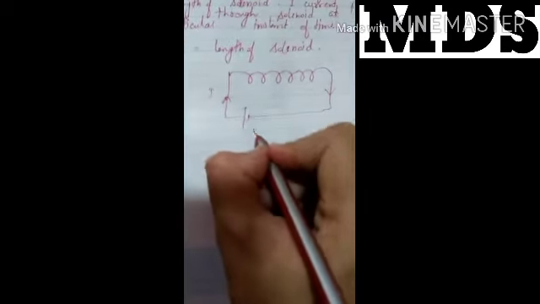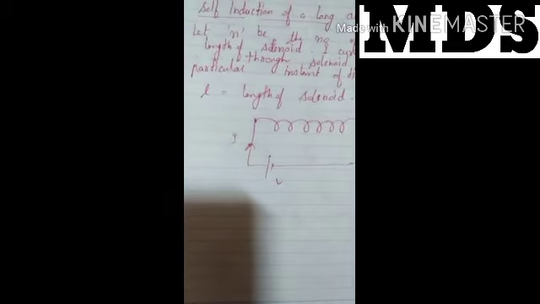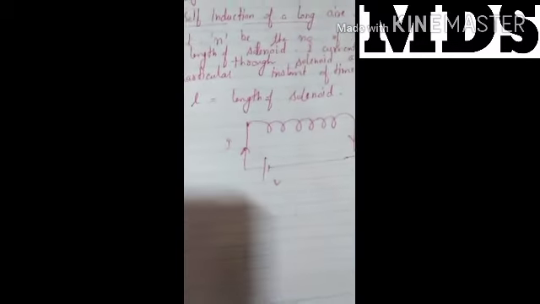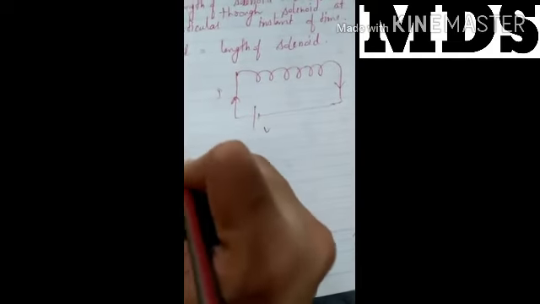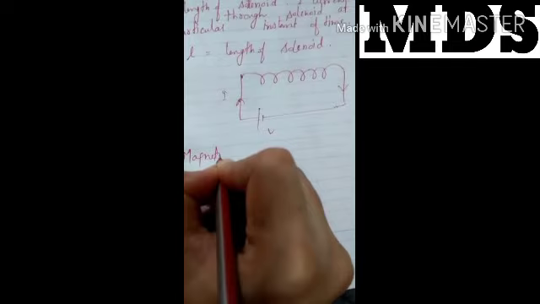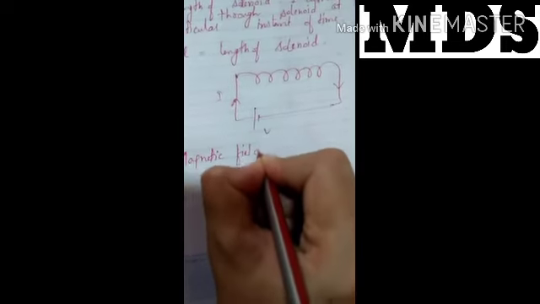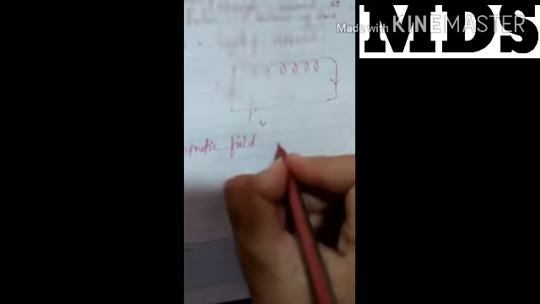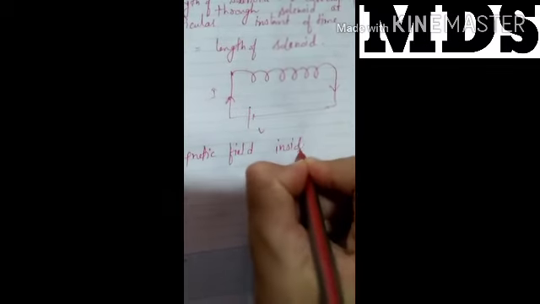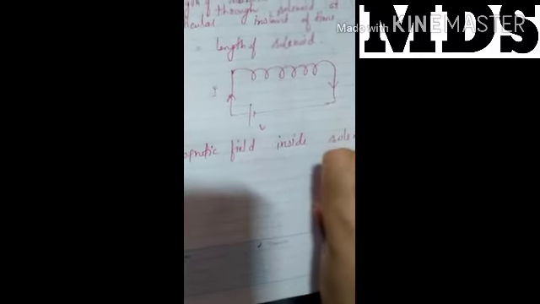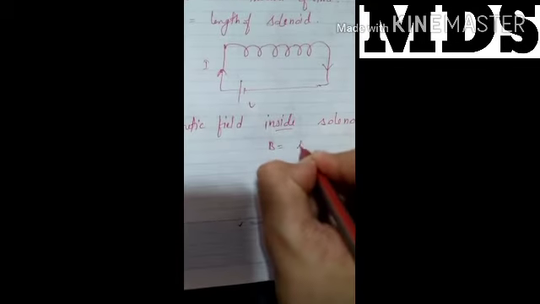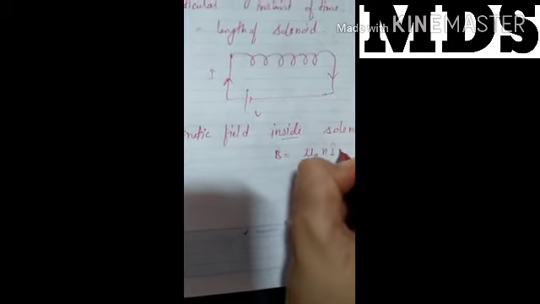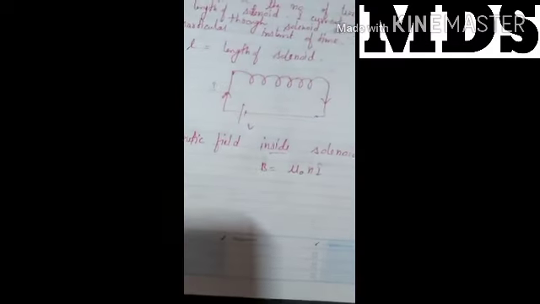Then what will be the self-induction along this long coil solenoid? We take the magnetic field inside the solenoid. In the last chapter we did the derivation of this: the magnetic field inside the solenoid is B equals mu naught n i. Mu naught is a constant, n is the number of turns per unit length, and i is the current.